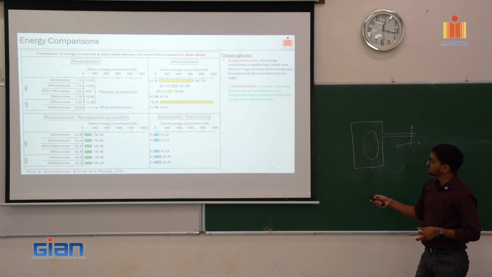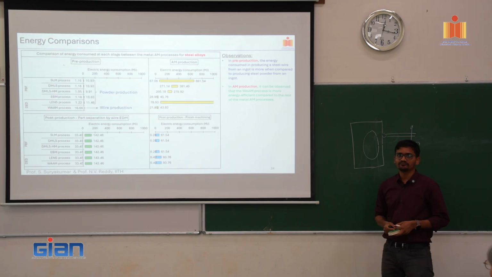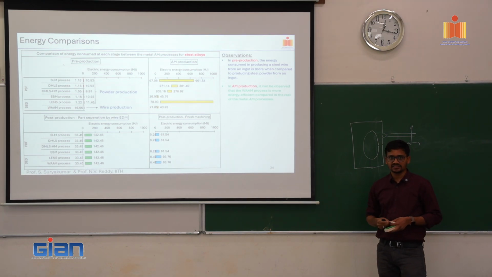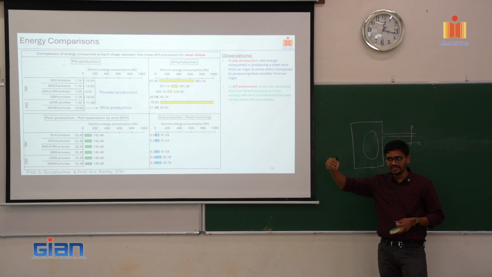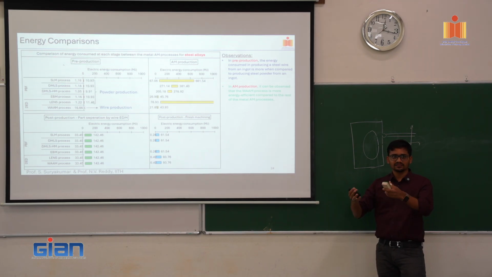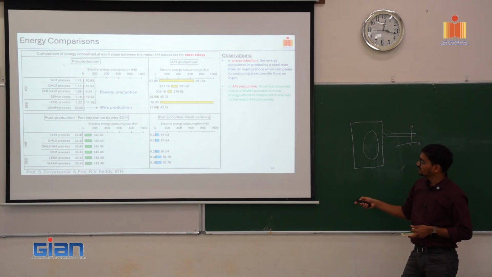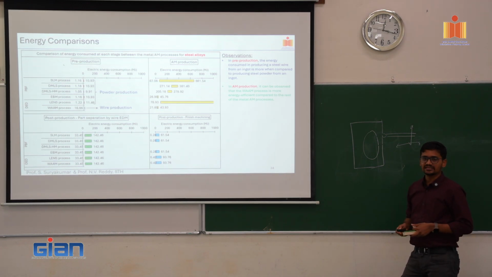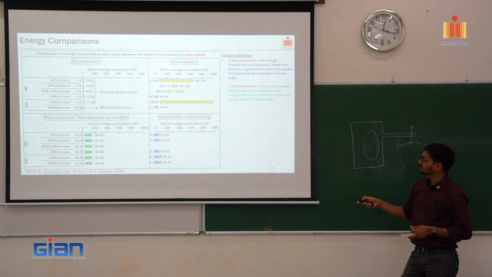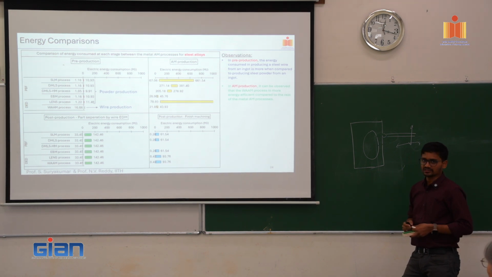Now if you look at this one, you see the WAM process. WAM is wire arc additive manufacturing. So it basically uses a welding torch to build the material layer by layer. In this case you have an arc which is generated, and that typically requires a lower amount of energy compared to a laser-based process, for example.